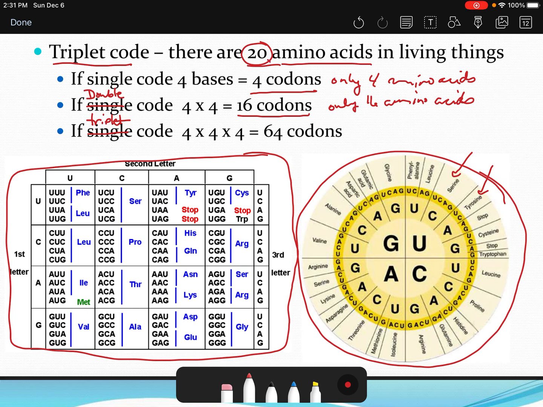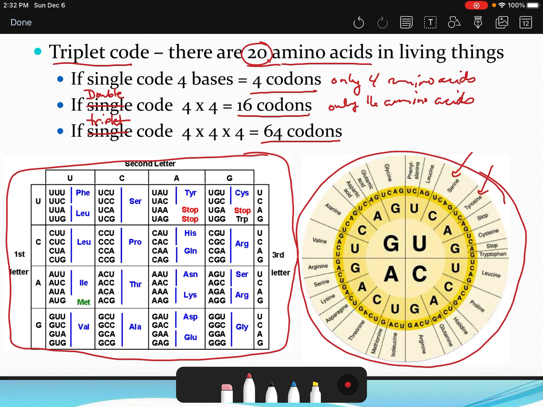So the reason we have a triplet code for our DNA is if you cube the 4, or if you take 4 times 4 times 4, then you get 64 possible codons. Now we have more than enough to cover these 20 amino acids. And that's why, remember that big word degenerate, that you have several amino acids that have many codons for them?